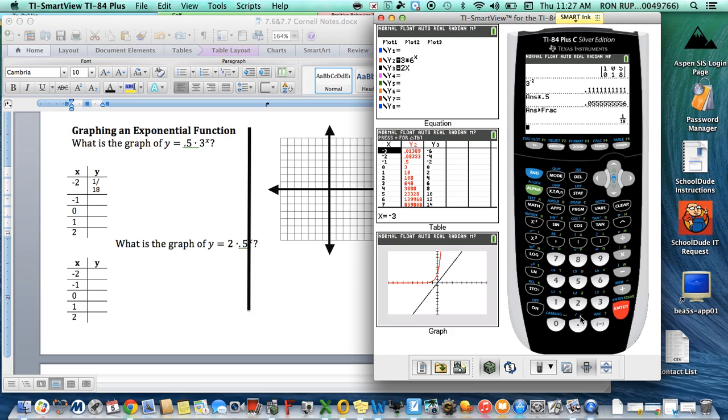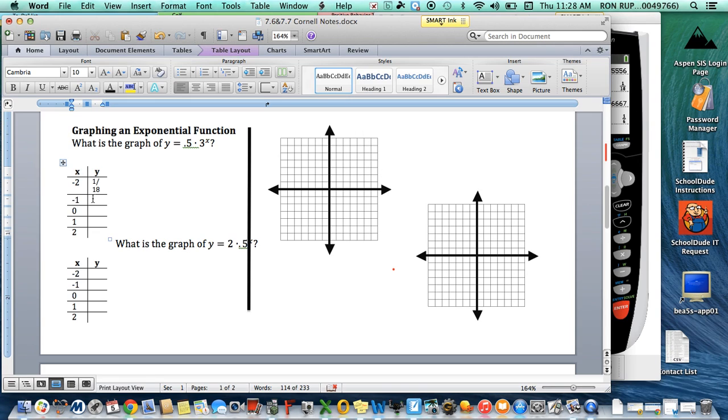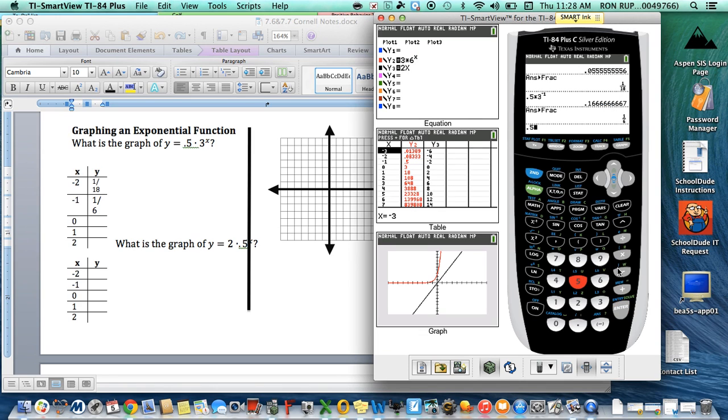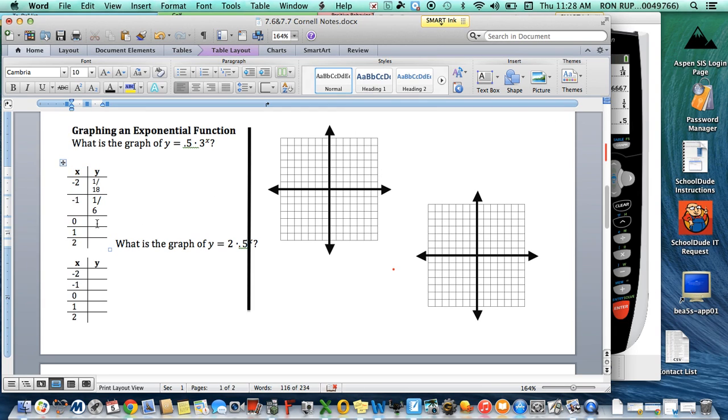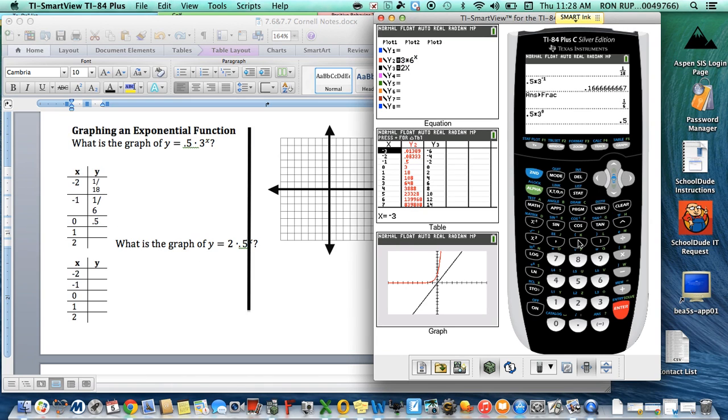If we do the same thing, 0.5 times 3 to the negative 1, we get 0.166667 repeating, that as a fraction is 1/6. And if we go on, anything to the zero power is what? Hopefully you remember by your rules it is 1. So 0.5 times 3 to the zero power, in theory, should be 0.5. And that's what we get, 0.5 or 1/2. And then we continue, 0.5 times 3 to the first power is going to give us 1.5.